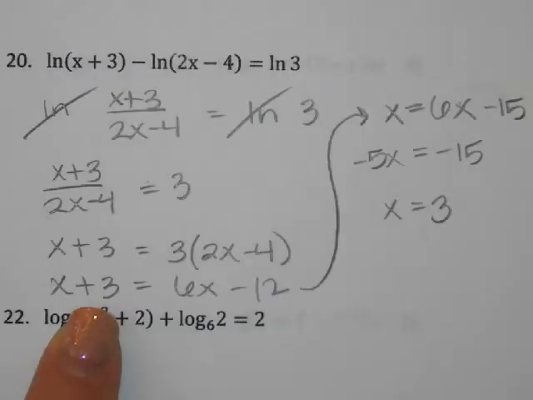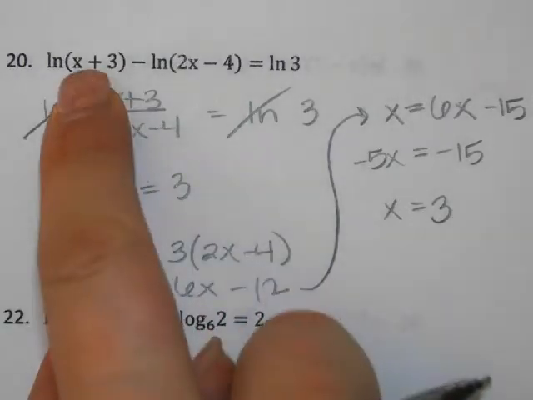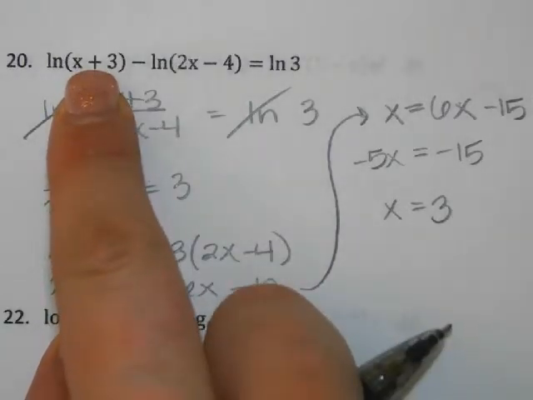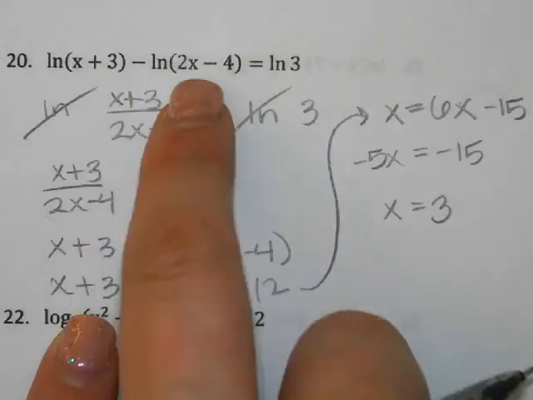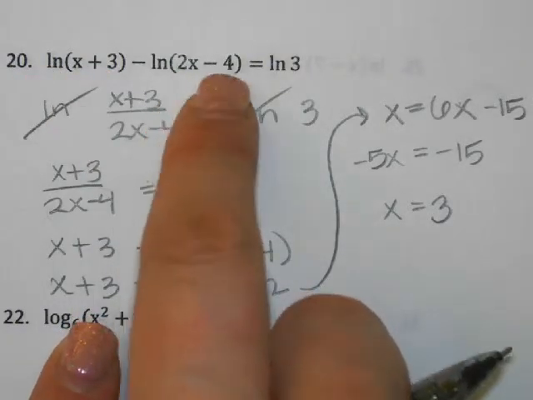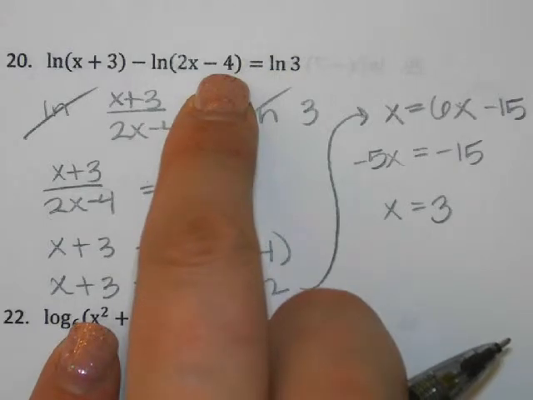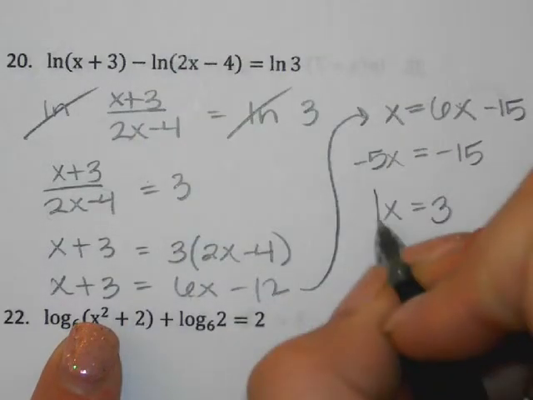So before we box our answer, we want to check it. So 3 plus 3 is positive, and I can take the ln of a positive. 2 times 3 minus 4 is still positive, so we're still good.